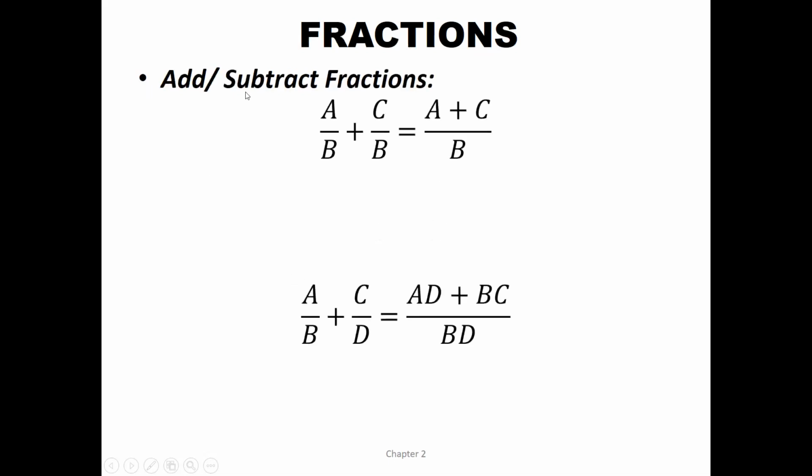Okay? Adding and subtracting: if the denominators are the same, we add or subtract the numerators. Simple. If they're different, we have to find what we call the common denominator. The easiest way to do that is simply to multiply the two denominators together and cross multiply the denominator of one fraction times the numerator of the other. So in this case, we get AD plus BC over BD. None of the numbers are the same. So remember, this is the easiest way to find your common denominator.